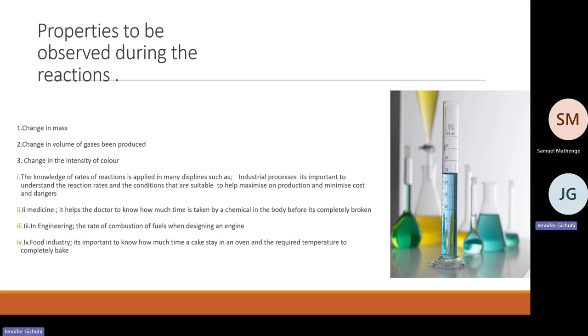Last and not least, we have the food industry, where we have baking taking place. And this particular person who is baking requires to know the amount of time that a cake would stay in the oven, and also the temperatures that are required for the cake to completely bake. Otherwise, they would give products that are not fully baked.